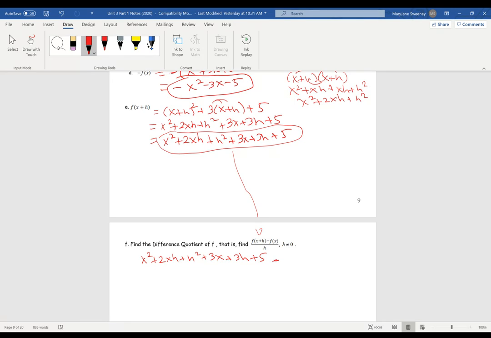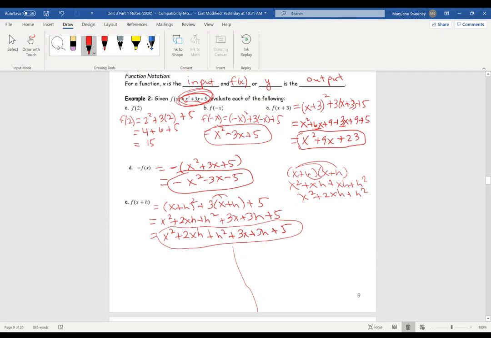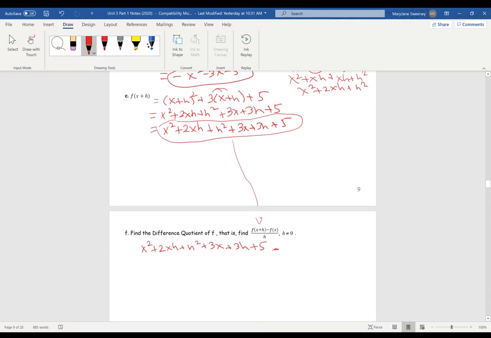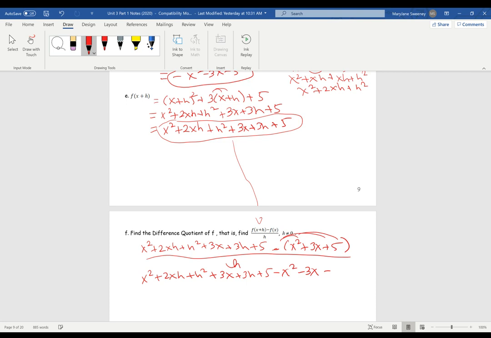Minus f of x, which the original f of x is up here again, where I have it circled, the x squared plus 3x plus 5. So as soon as you have to subtract more than one term, you've got to put it in parentheses, x squared plus 3x plus 5, and then all over h. So x squared plus 2xh plus h squared plus 3x plus 3h plus 5. Distribute the negative, so it's minus x squared minus 3x minus 5 all over h.